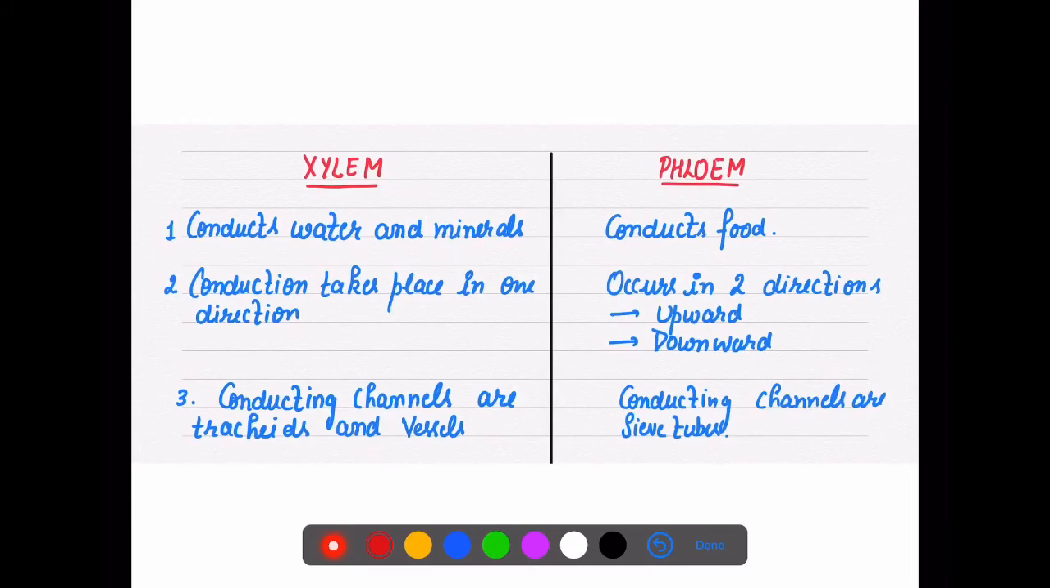Now, if we look at the difference between xylem and phloem, xylem helps in conduction of water and minerals, and phloem helps in conduction of food.